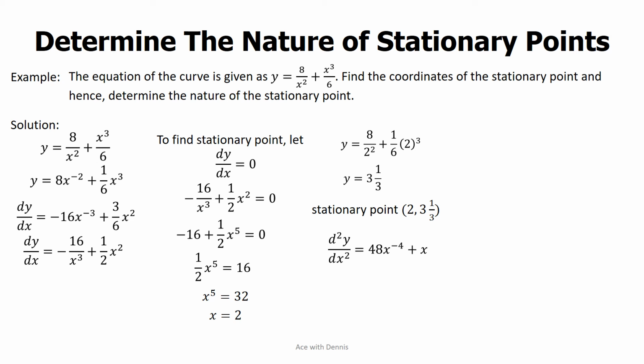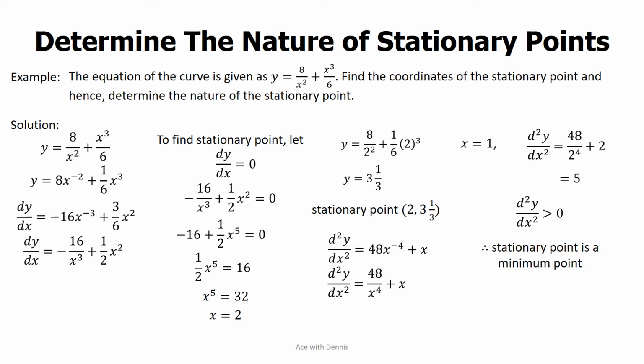Next, we get the second derivative, which is d squared y over dx squared. We get 48x to the power of negative 4 plus x, or d squared y over dx squared equals 48 over x to the power 4 plus x. When x equals 2, d squared y over dx squared equals 48 over 2 to the power 4 plus 2, and it equals 5. From here, we find that d squared y over dx squared is greater than 0. Therefore, the stationary point is a minimum point.